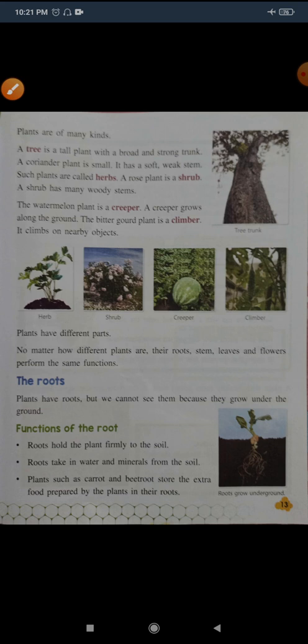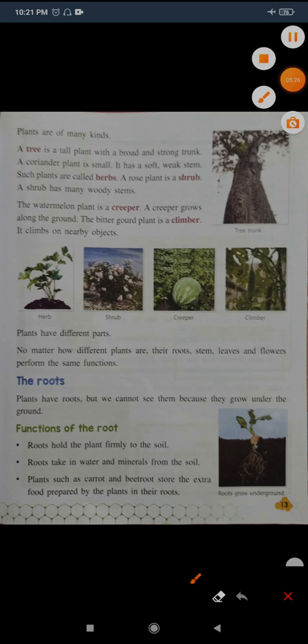Now the next word is root. The root is also a part of the plant that grows under the soil.